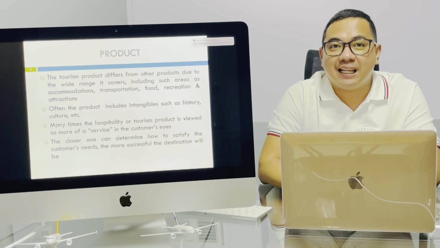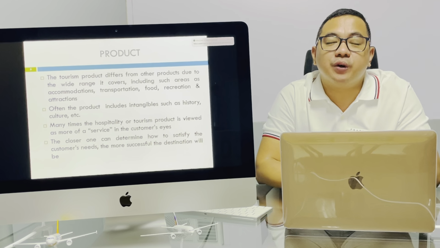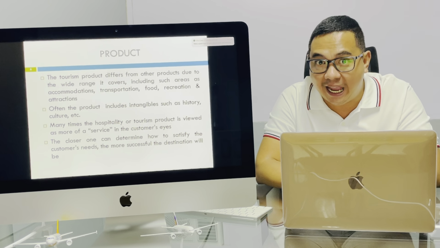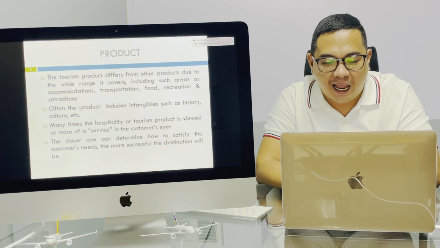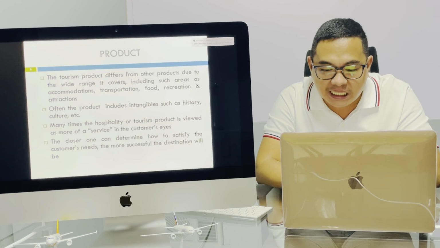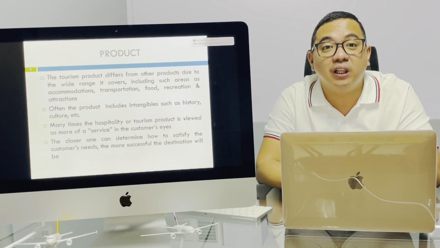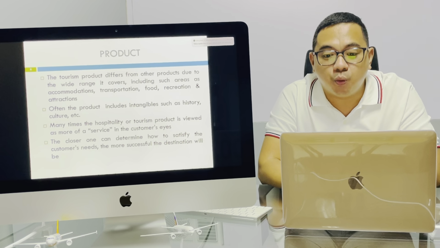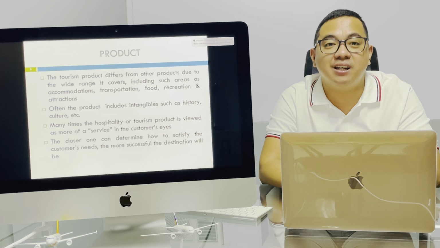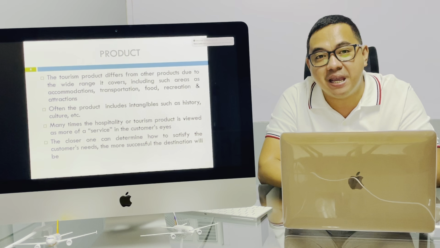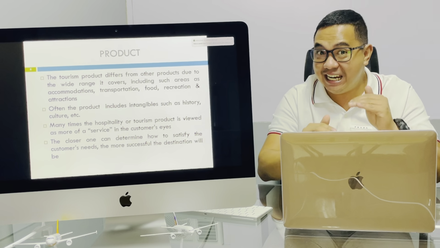Okay? Many times the hospitality or tourism product is viewed as more of a service in the customer's eye. You have to remember that. And the closer one can determine how to satisfy the customer's need, the more successful the destination will be. Okay, take note. The closer one can determine how to satisfy the customer's need, the more successful the destination will be. So it goes hand in hand.